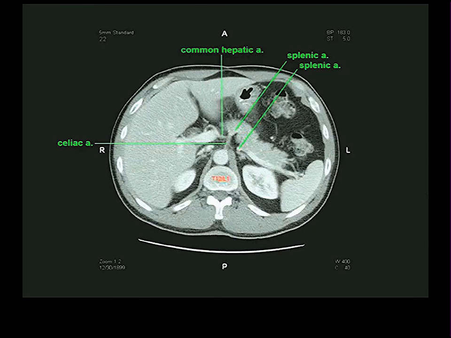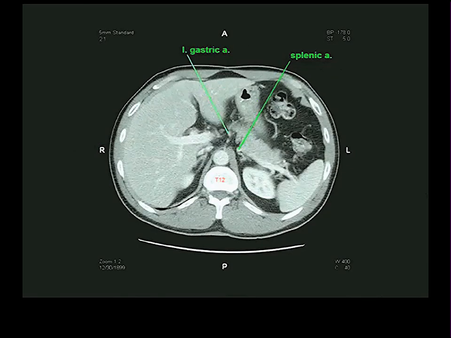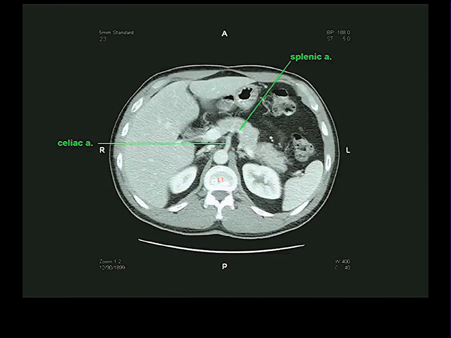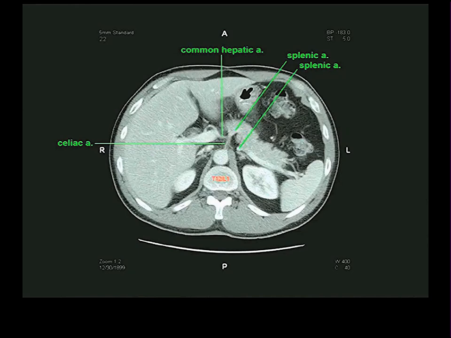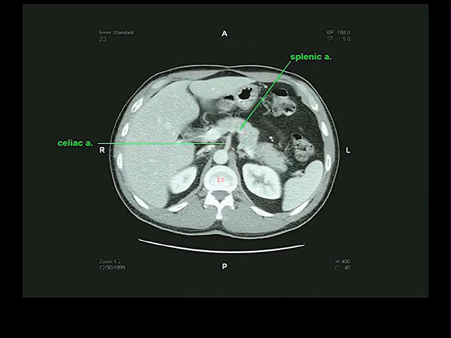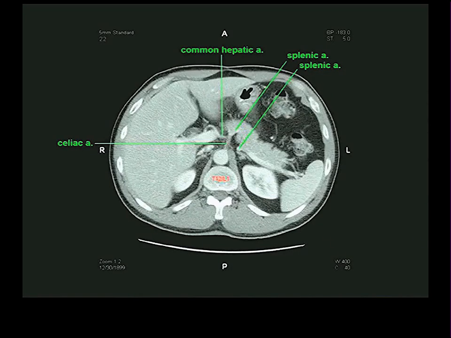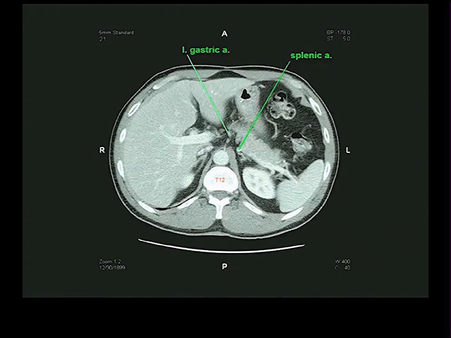Common hepatic. What did I call it? Gastroduodenal? Thank you. Common hepatic. Yes, that is right, and I'm wrong. Here's our splenic artery, and now you actually can sort of see it coming off the celiac right there. We go up a section. Here is the common hepatic going off to the right from the celiac, and if I go up another section, I guess, here's the left gastric.